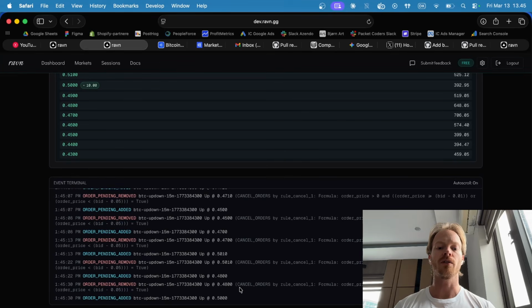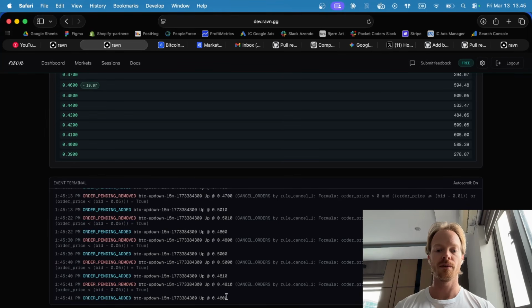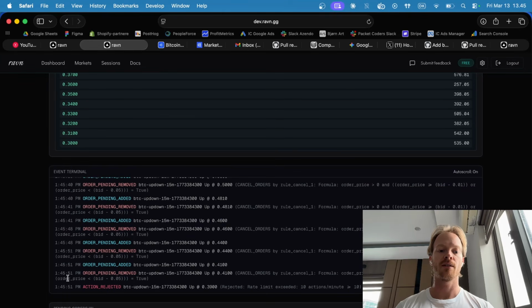And we have a little bit more logs here, so it's easy to bug fix your trading strategies. And then you can see here that it actually adds it again on the 0.46 price, which it is here currently. And you can see how it moves up and down. And yeah, so now you can see here that actually it got rejected.